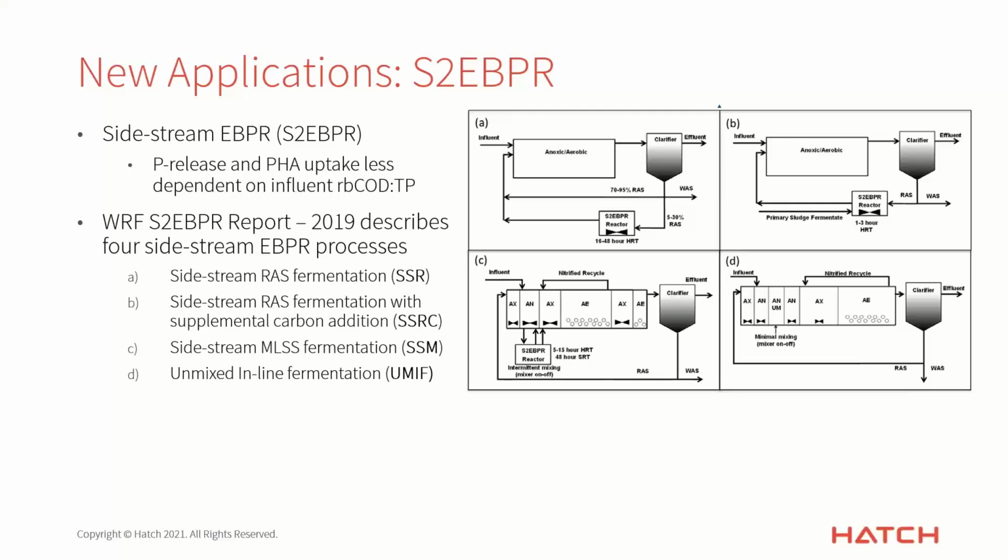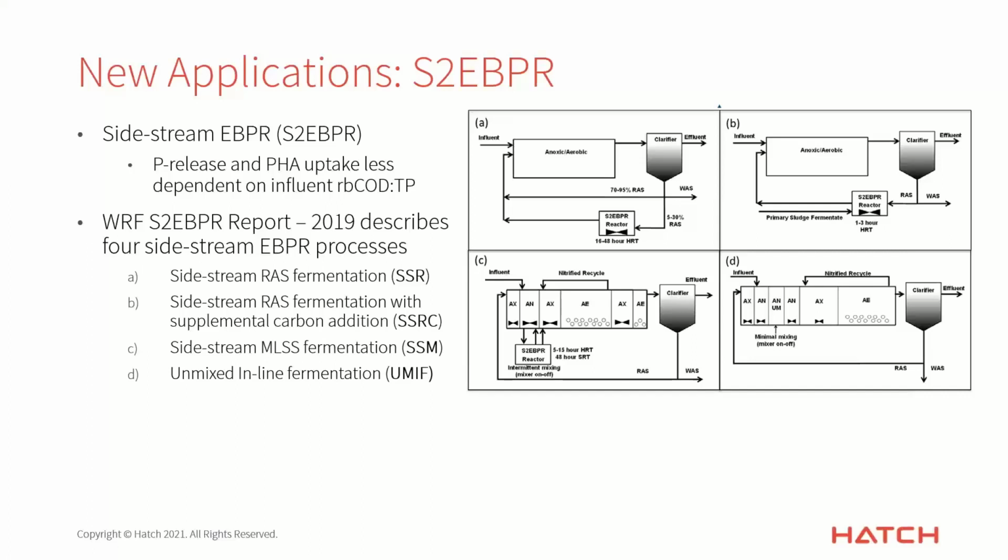And then finally here we have the unmixed inline fermentation. This is very similar to the last one, the side stream MLSS fermentation, except in this case, rather than being in a side stream reactor, they just try to decouple the HRT and SRT by slowing down or turning off the mixing in the mainstream anaerobic zone. So it's not actually a side stream configuration physically, but researchers mostly agree that it's probably governed by the same mechanisms that are observed in the side stream tanks.